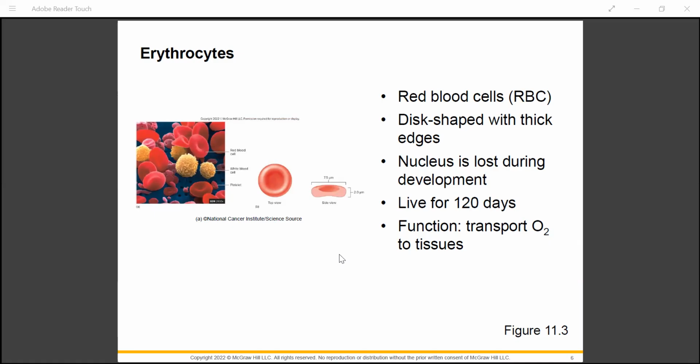So if we don't have a nucleus in our cell, we don't have that cell's DNA or instructions for replication, which means our red blood cells are unable to replicate. They only live for about 120 days and then they're recycled, kind of broken down into their component parts. Our main job of the red blood cells or our erythrocytes is to transport oxygen to our tissues.